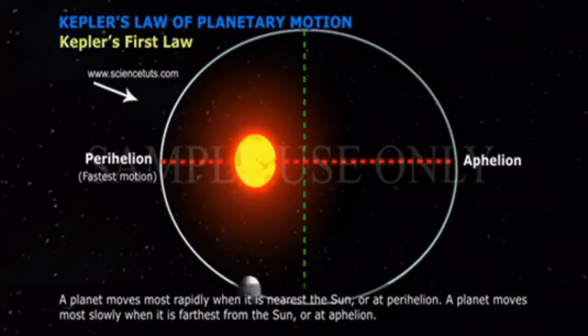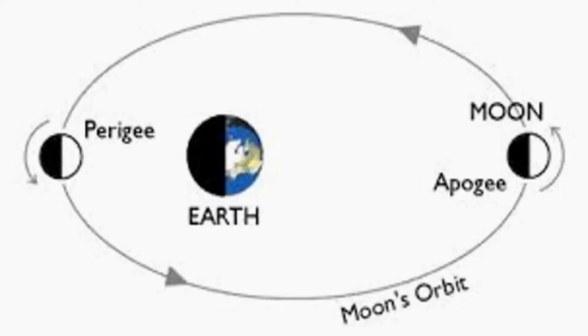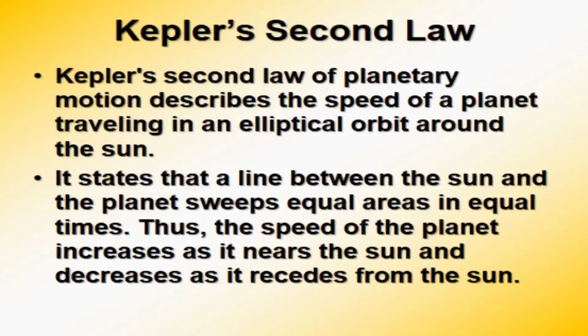Now, everybody look at the speed at which the planet moves around the sun. As it approaches the perihelion, the planet speeds up. And when the planet approaches the aphelion, it slows down. Alright? So, a planet moves most rapidly when it is nearest the sun or the perihelion. And a planet moves slowly when it is farthest from the sun or the aphelion. And this was the basis of Kepler's second law of planetary motion.